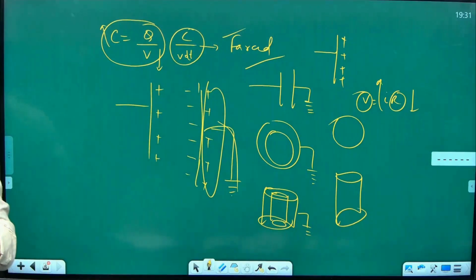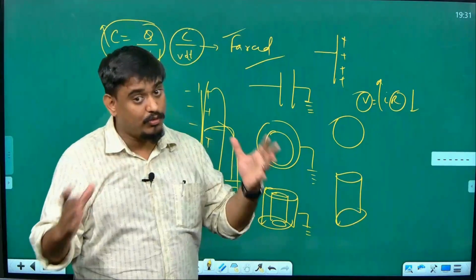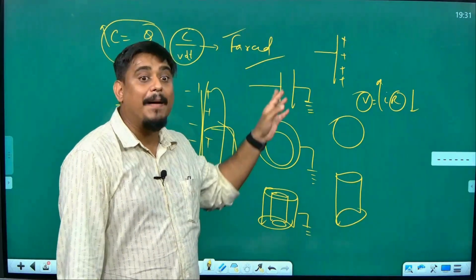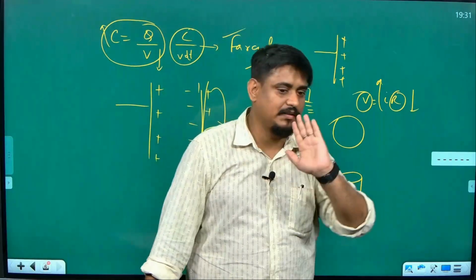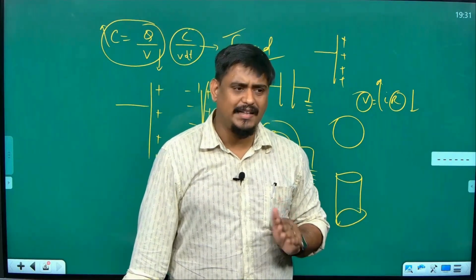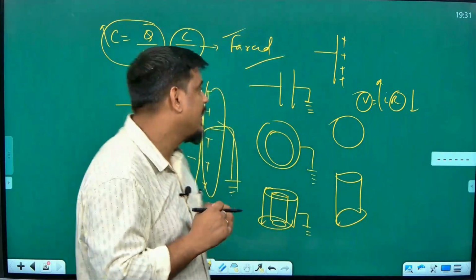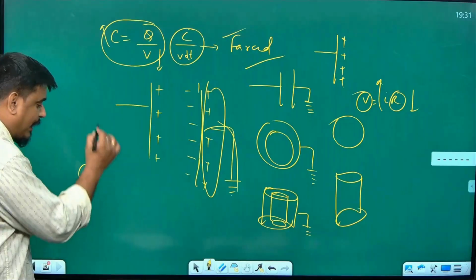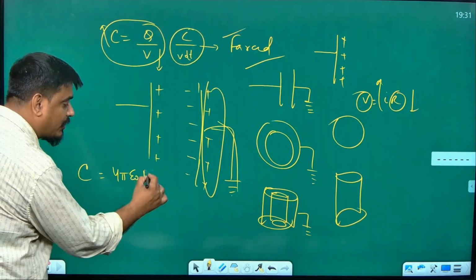But if you want to have an efficient capacitor where your capacitance is very good, then you must have parallel plates and one plate must be earthed. I think these things I taught in the previous class itself. Also, I remember I gave you the formula of capacitance, which is equal to 4 pi epsilon naught R, isn't it?